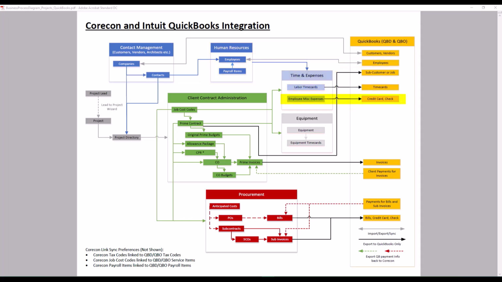You can also use the time and expenses under the feature Miscellaneous Expenses to export credit card information, debit card information, and employee reimbursements or out-of-pocket expenses. Those are recorded in CoreCon, exported to QuickBooks Online. Equipment time cards do not export to QuickBooks Online.